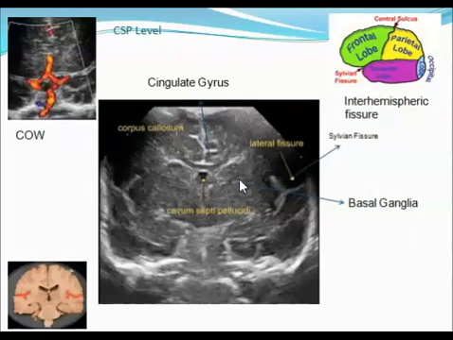So this is the basal ganglia area. This is the cavum septum pellucidum. This is the lateral sulcus or the sylvian fissure, the interhemispheric fissure, and this C-shaped structure in between is the corpus callosum. So in the second image, you need to identify all this anatomy of the brain.